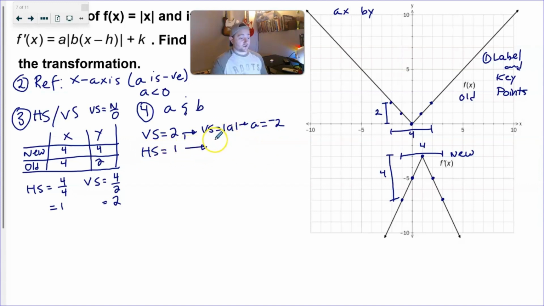Normally, the horizontal stretch is reciprocated, 1 over B. So 1 over B, or absolute value of B, means reciprocal. And there's no reflection in the y-axis. So we end up with B equals just 1. Well, the reciprocal of 1 is just 1, and that's pretty much it. So now we can go ahead and find our H and K values.